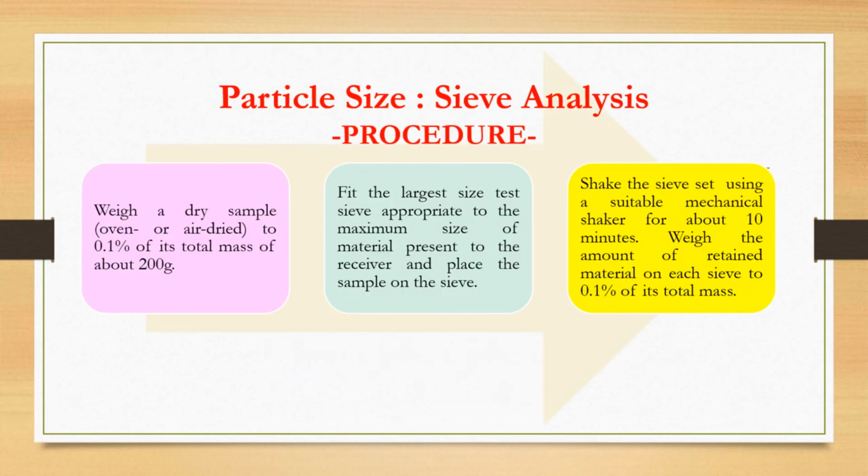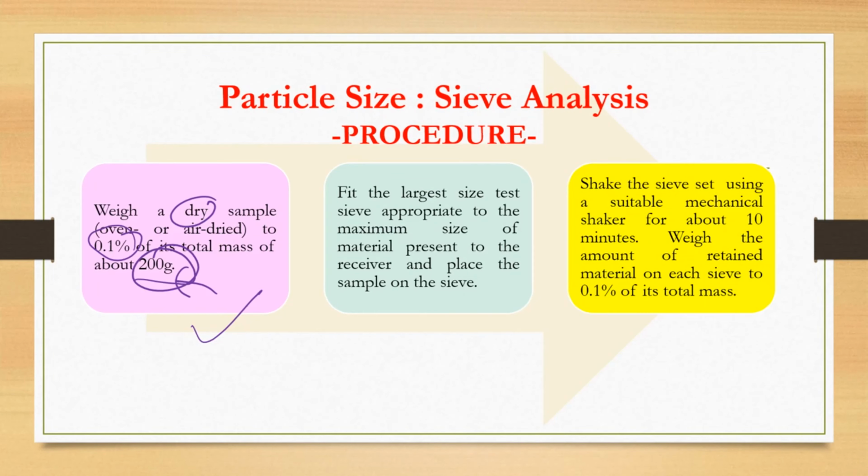Here are the procedures to carry out the sieve analysis test. This is the first step: weigh a dry sample to 0.1% of its total mass, about 200 grams. Your sample must be dry, at about 200 grams. Don't be too accurate. Then fit the largest sieve appropriate to the maximum size of the material present to the receiver, and place the sample on the sieve.